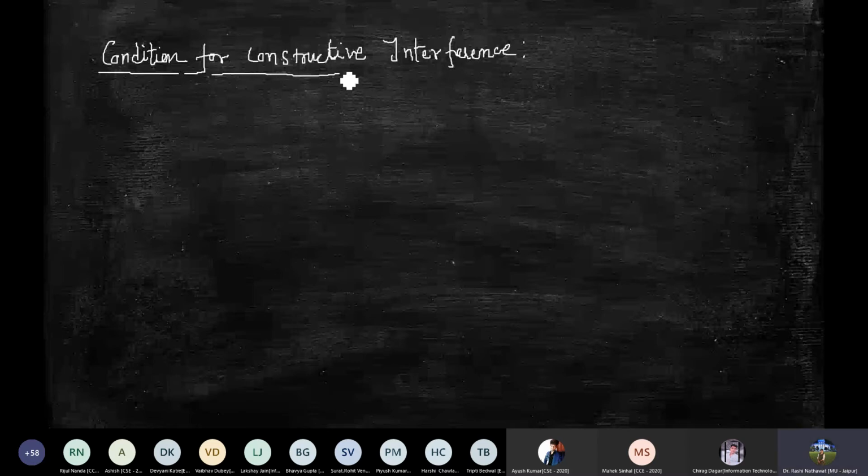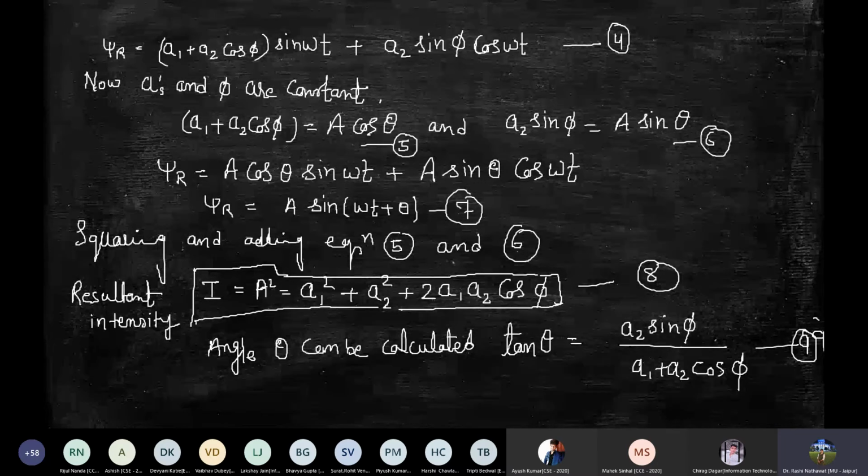Now let us take equation number 8. I'm going back again. Equation number 8: I is equal to A squared, equal to A1 squared plus A2 squared plus 2 A1 A2 cos phi. Keep in mind this equation.